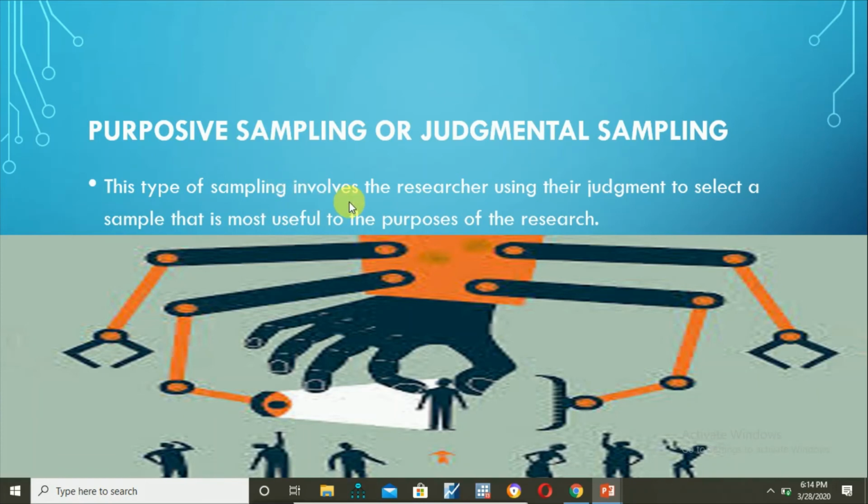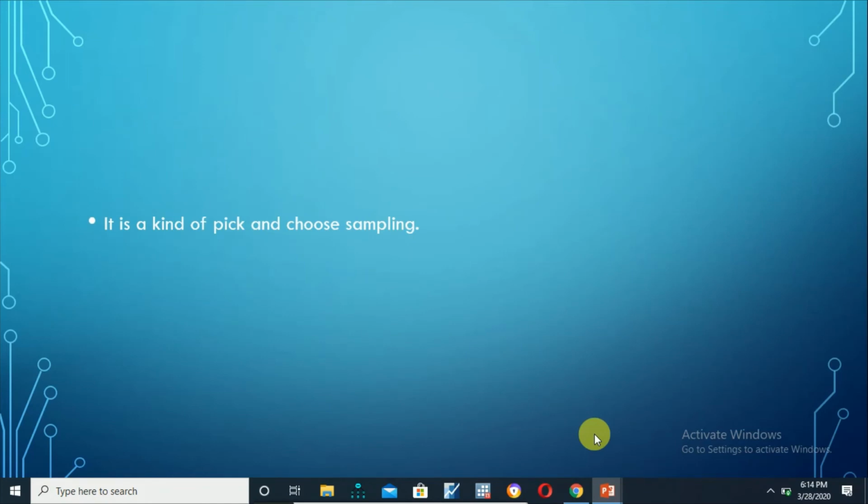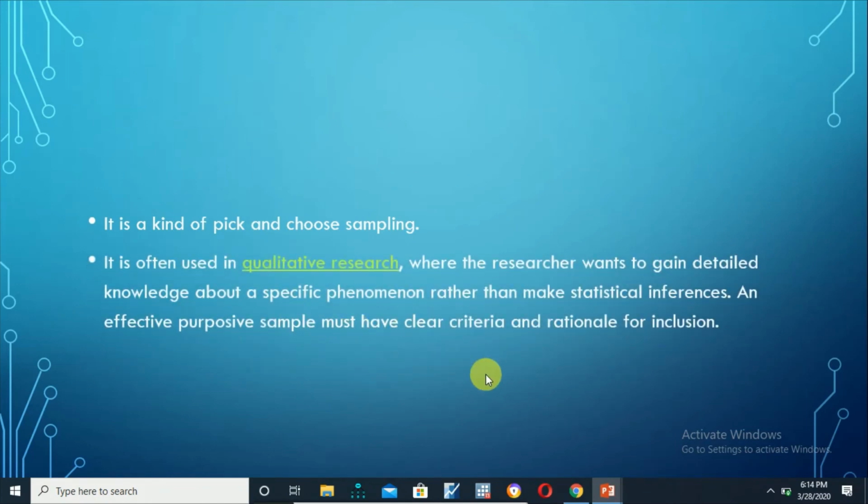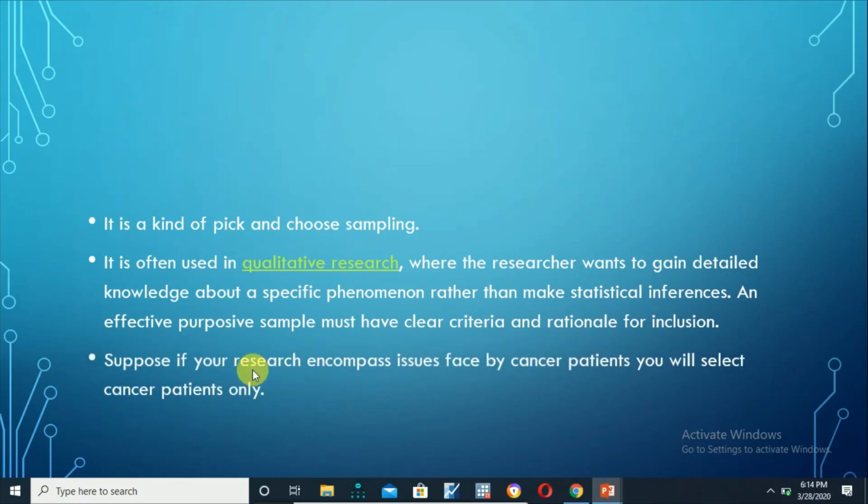Purposive sampling or judgmental sampling. This type of sampling involves the researcher using their judgment to select a sample that is the most useful to the purpose of research. It's a kind of pick and choose sampling. It is often used in qualitative research, where the researcher wants to gain detailed knowledge about a specific phenomenon rather than make statistical inferences. An effective purposive sample must have clear criteria and rationale for inclusion. Suppose your research encompasses issues faced by cancer patients, you will select cancer patients only.